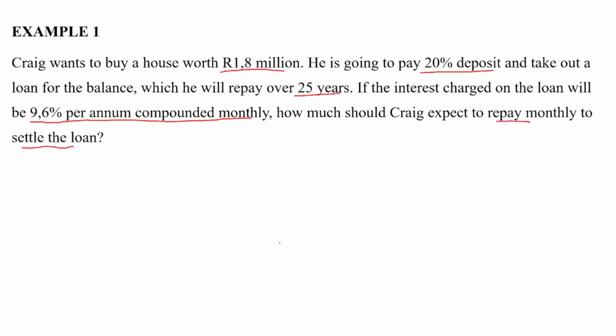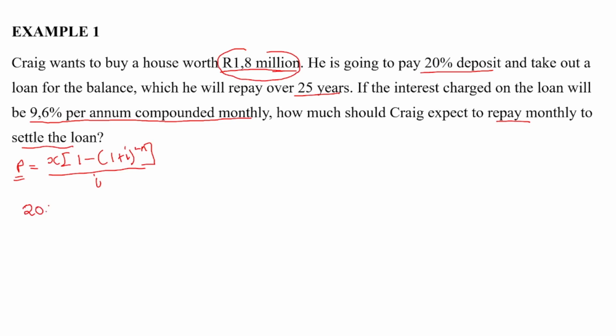So what are we looking for here? We're looking for X, isn't it? Remember we said that the formula for present value annuity is P is equal to X, 1 minus (1 plus i) to the power negative n, all this over i. We have P. How do we get our P? He's going to pay 20% deposit, so he's not going to take the whole 1.8 million as a loan. So we need to get the loan amount here. So how do we do that?